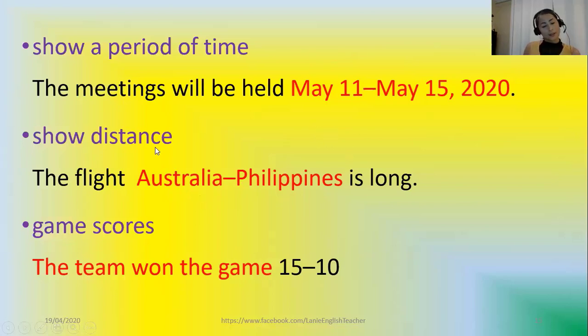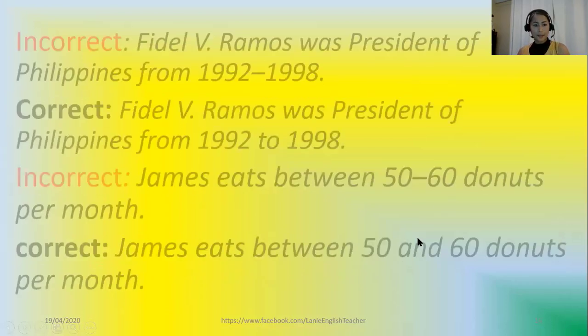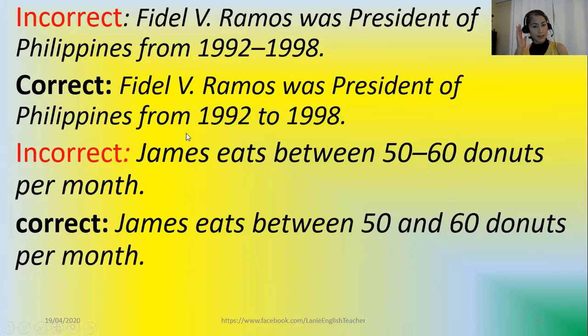All right. Another thing also is that the N dash is used to show distance. Take for example, the flight Australia to Philippines is long. So in this case, we use an N dash between Australia and Philippines to show distance. And this also is used to show game scores. Take for example, the team won the game 15-10. All right.